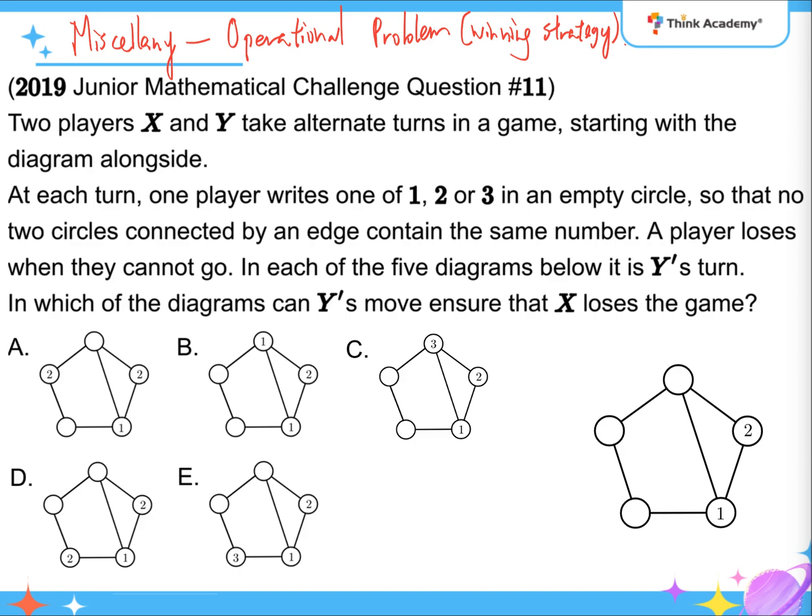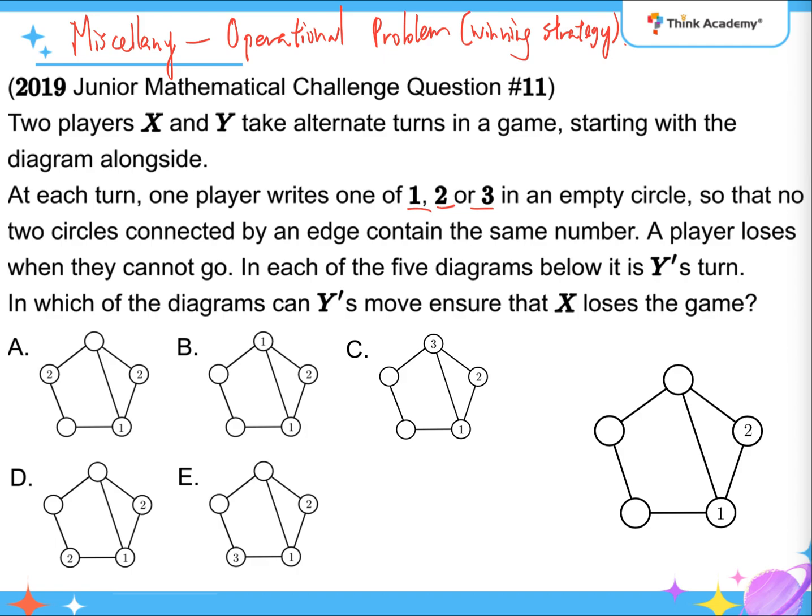that. But you can see that in each of them, there are 2 empty boxes, right? Which means that if Y puts a number in one of them, X can put a number in the other. So how can you make sure that X cannot put any number into the remaining box? The only way is to make sure that 1, 2, or 3 are all invalid for that box, which means that that remaining box is connecting to all the 3 other numbers 1, 2, and 3.